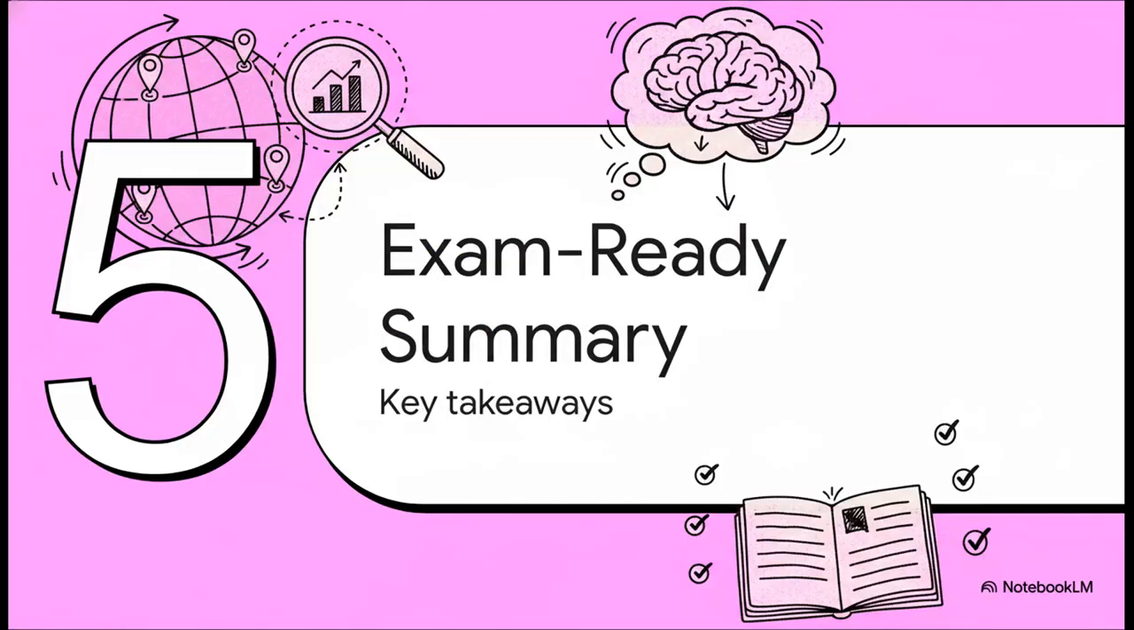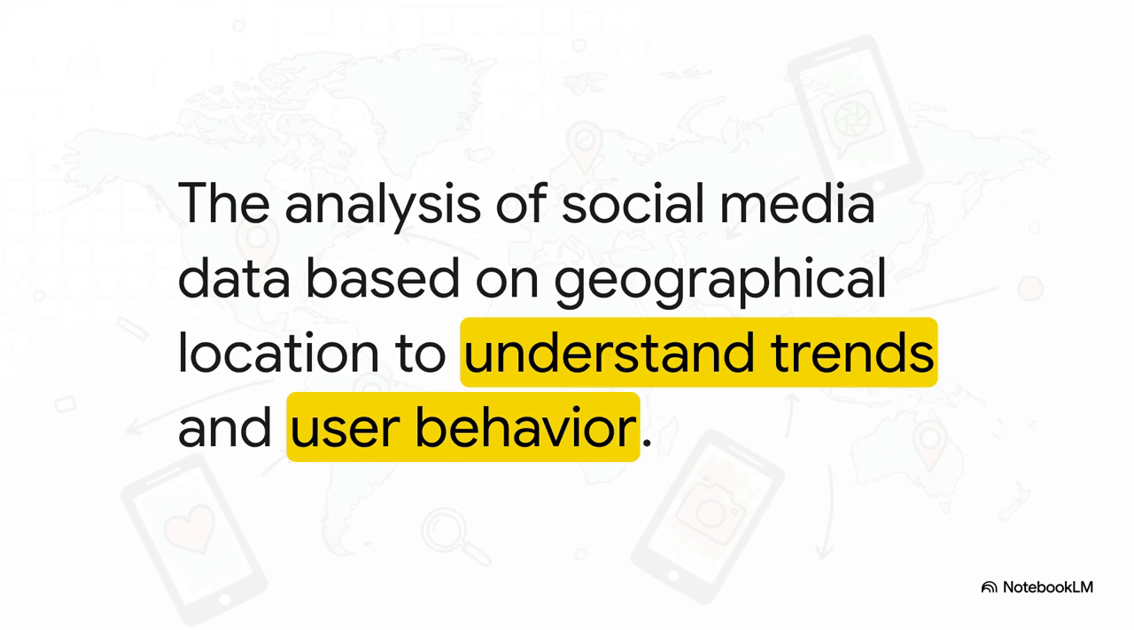All right, we've covered a lot of ground. So for our last section, let's pull it all together into a nice, clean summary. These are the key takeaways you'll want to have locked in for any exam. So if you're in an exam and you need that perfect one-sentence definition, here you go. Location analytics is the process of analyzing social media data based on geographical location to understand user behavior, identify regional trends, and support both location-based marketing and decision-making. That pretty much covers all the bases.